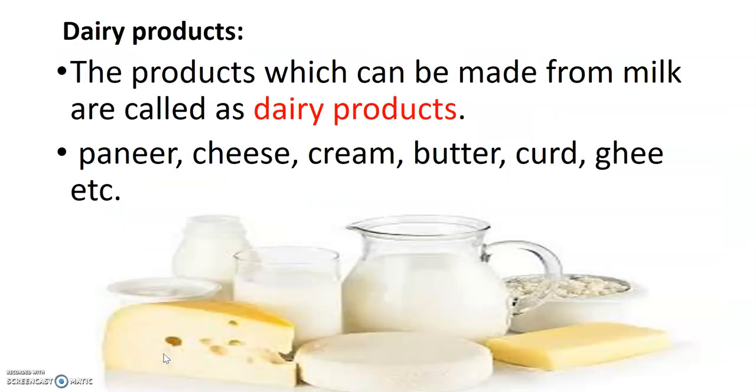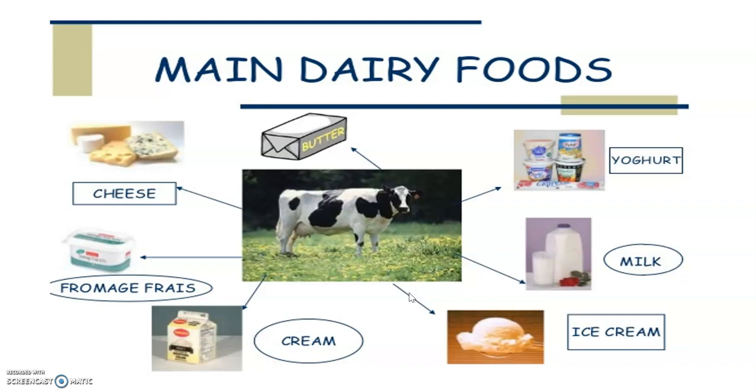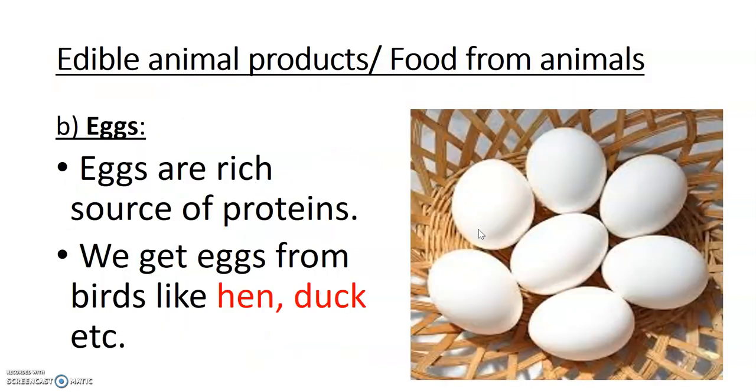After that, the products that we can form out of the milk are called dairy products. So the products which can be made from milk are called dairy products. And examples are paneer, cheese, cream, butter, curd, ghee, etc. All these are dairy products. Why? Because they are obtained from milk. The second picture shows again the same dairy products: butter, cheese, cream, ice cream, milk, yogurt. All these are dairy products and made from milk.